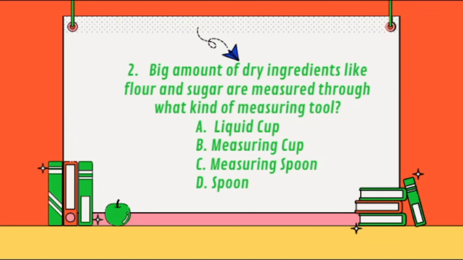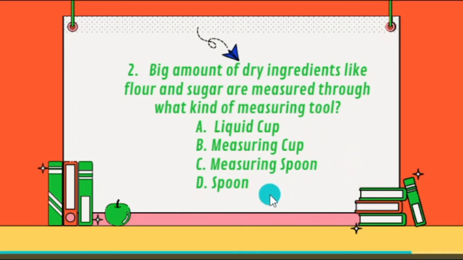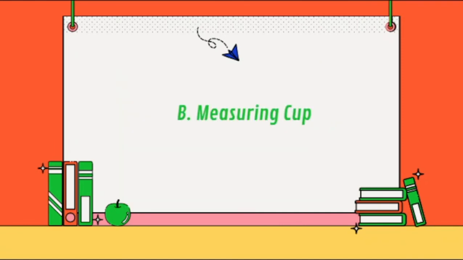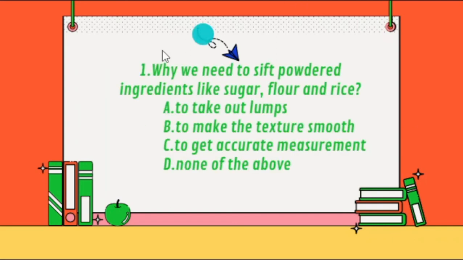Question 2. Big amounts of dry ingredients like flour and sugar are measured through what kind of measuring tool? A, liquid cup, B, measuring cup, C, measuring spoon, or D, spoon. What's your answer? If it's B, you are correct. Measuring cup.